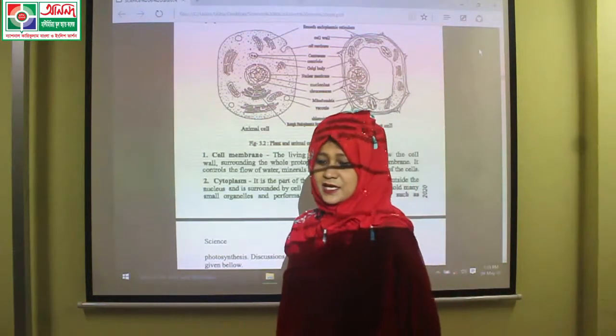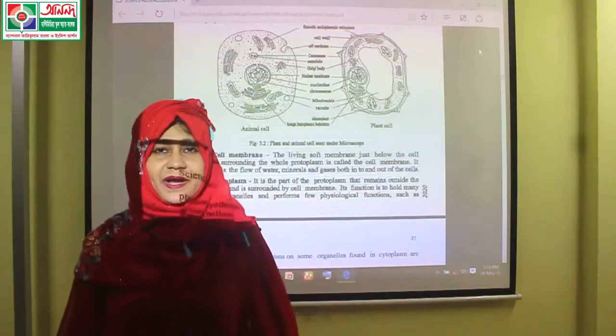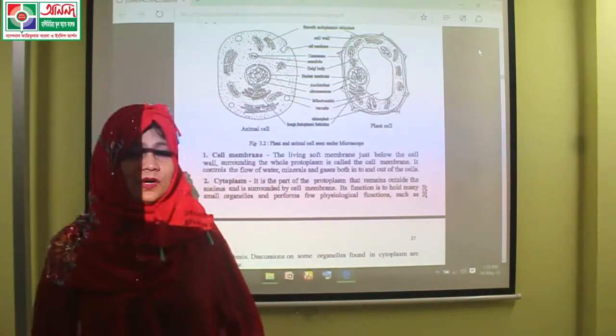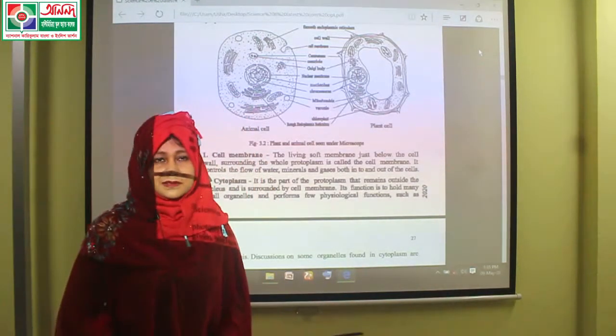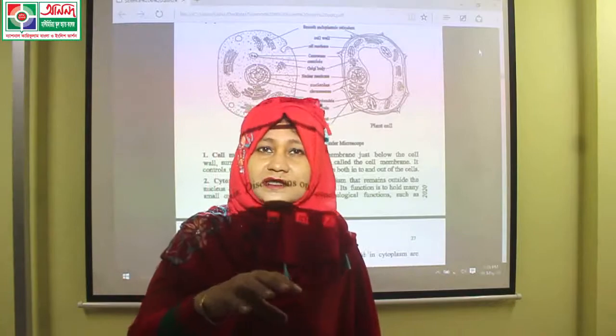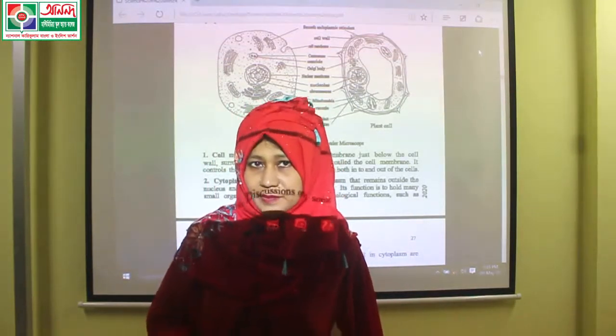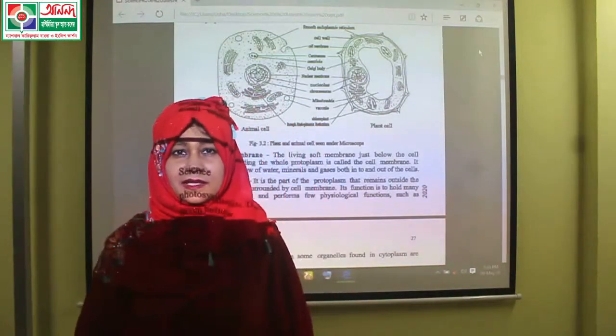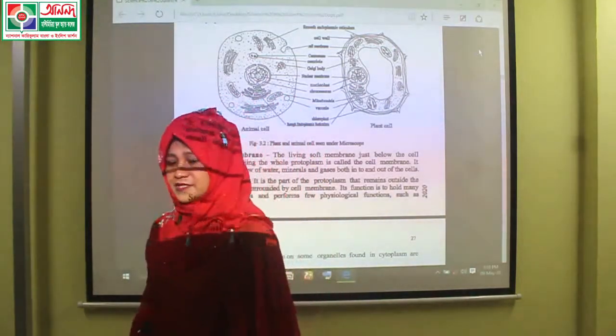Okay students, so what should you do? You should practice the plant cell and animal cell at your home. Okay students, now we will go to our next segment, that means the description of the internal organelles of the animal or plant cells. First of all, we will discuss the cell wall and then the protoplasm. Right?